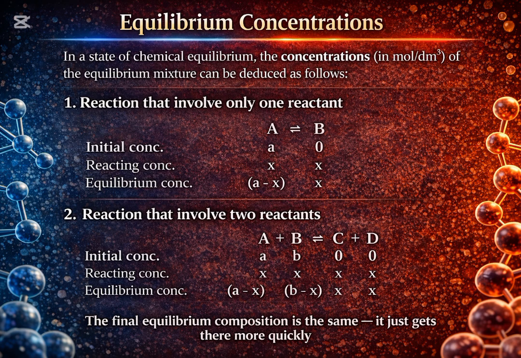Then number 2, reaction that involves 2 reactants, which means A plus B to give C plus D. In this case, the initial concentration will be a under reactant A, b under reactant B, then 0 under product C, and 0 under product D at the initial level. Then when the reaction is going on, the reacting concentration will be x all through, because the amount that disappears from A or B is the same amount that appears under C and D. So the equilibrium concentration under A will be a minus x, under B will be b minus x, and under C and D will be x and x.